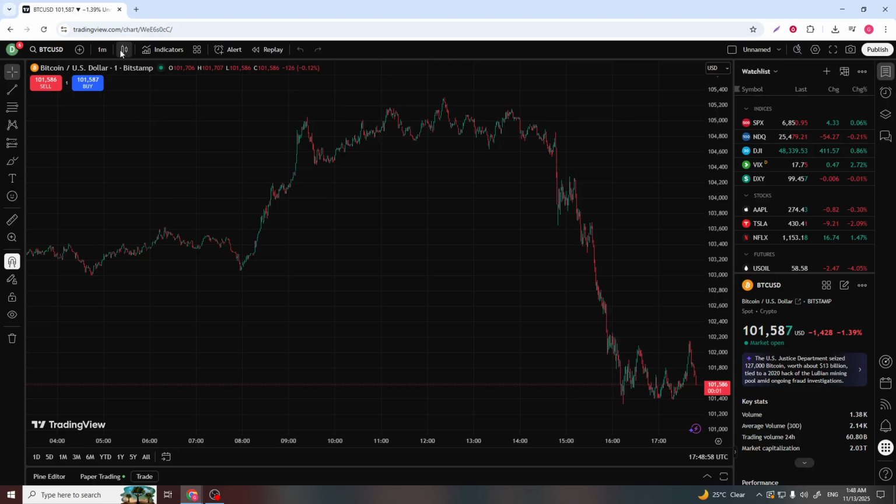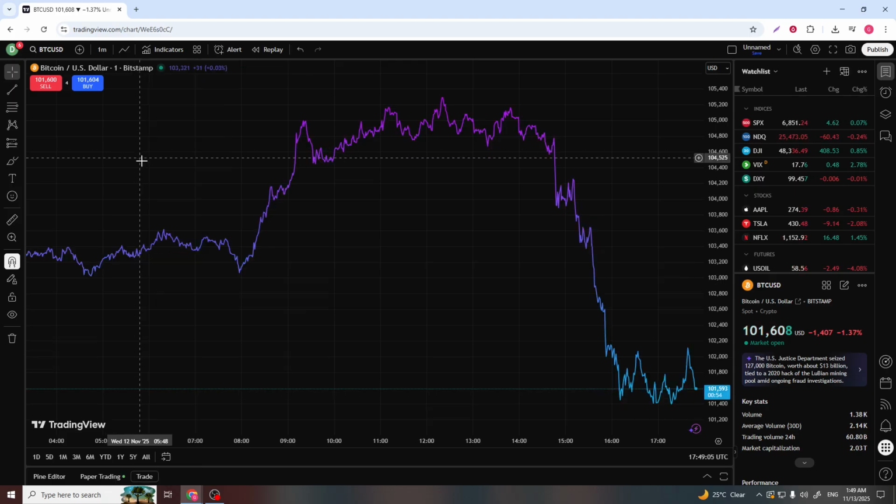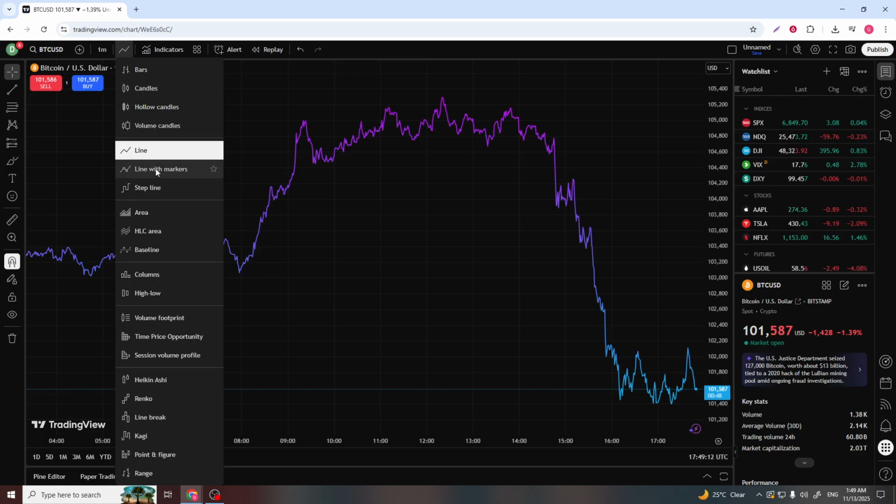Now that you're in the Candles section, you have the freedom to choose from a variety of candle styles for your chart. Tradingview provides several options beyond standard candlesticks, including bar charts, hollow candles, Heikin-Ashi, and others. Each style offers unique insights, so feel free to explore and select the type that best suits your trading strategy and visual preferences. After you've explored the different styles, select your preferred candle style.